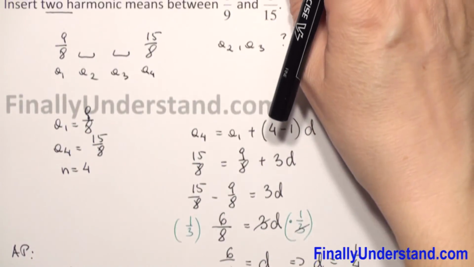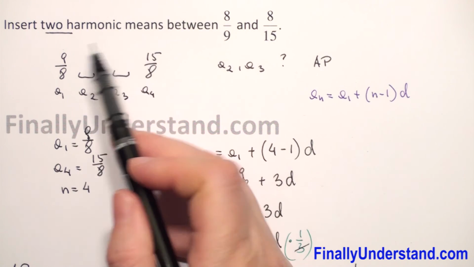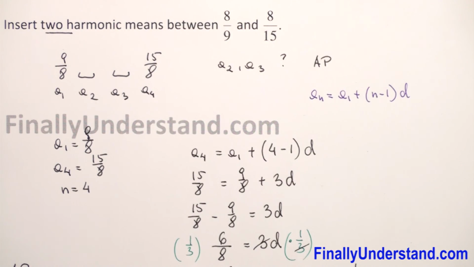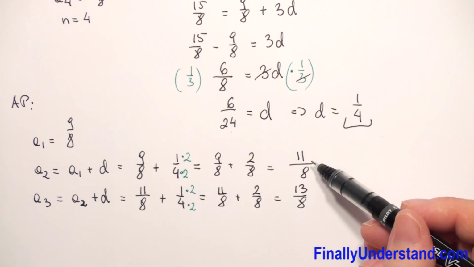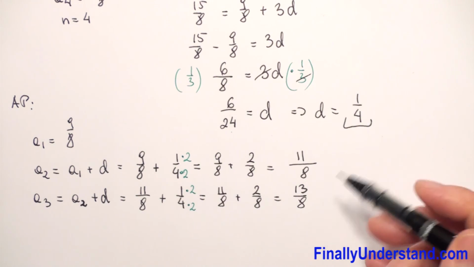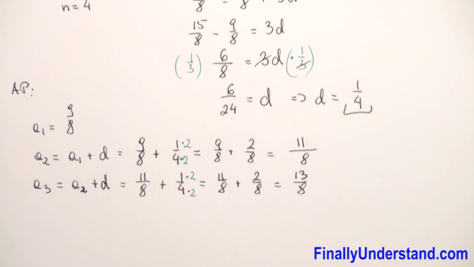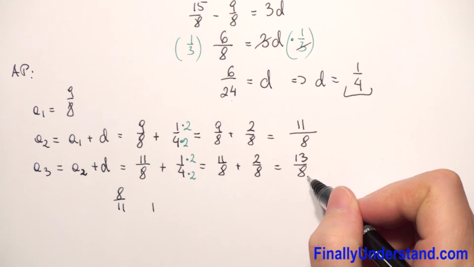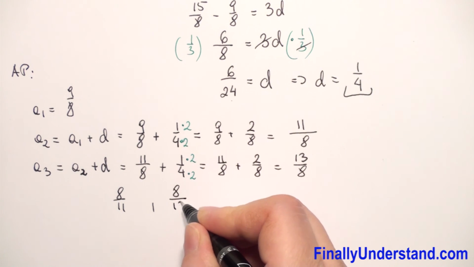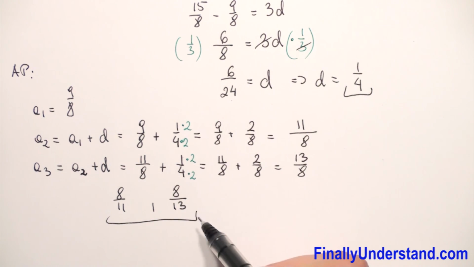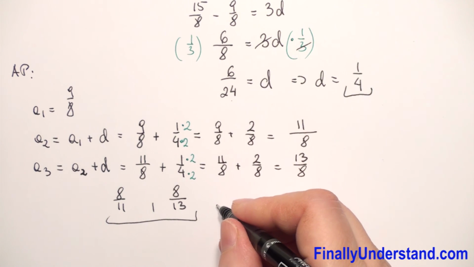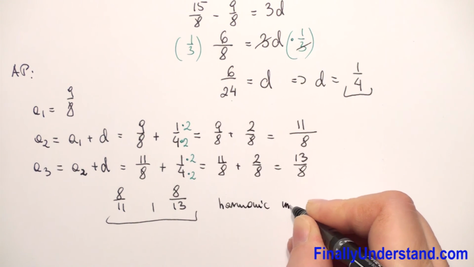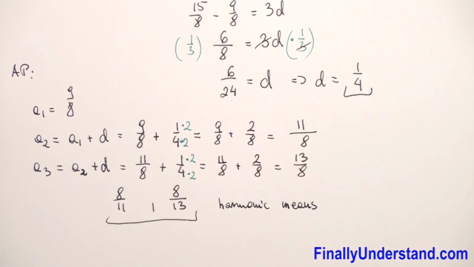Because we have to find two harmonic means, it means we have to find two terms of the harmonic progression. So what we have to do now is take the reciprocal of these two terms. The reciprocal of 11 over 8 is 8 over 11, and the reciprocal of 13 over 8 is 8 over 13. And these are our two harmonic means. This is my solution.